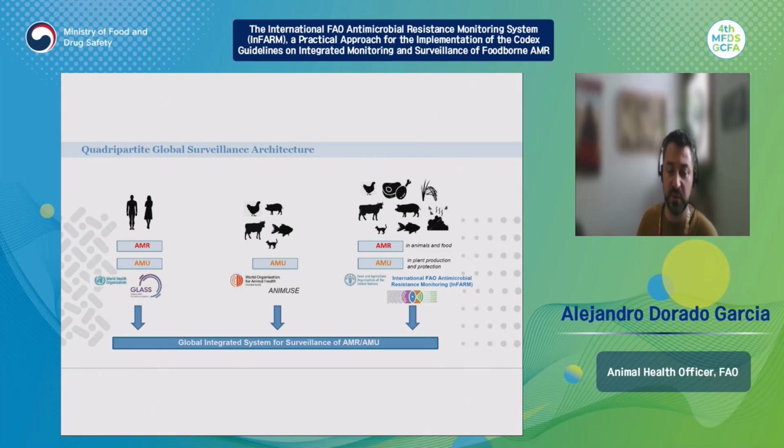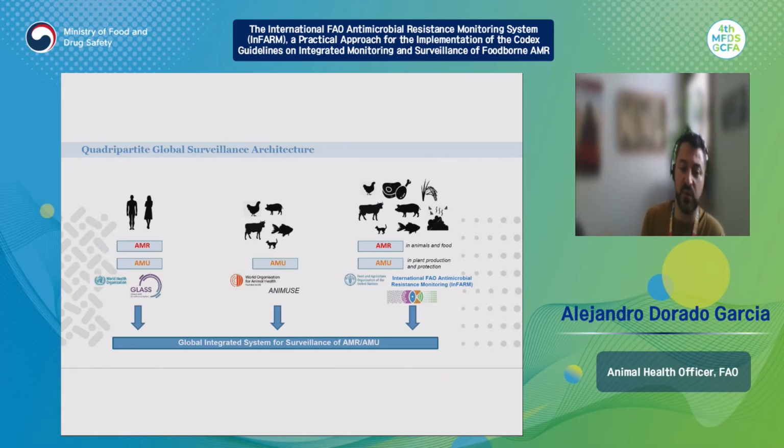And one of the most important is the Global Integrated System for Surveillance of AMR and AMU, the GISA system. The GISA system is not yet launched, but is planned to be launched next year. And through the GISA system, what we are going to have is a repository of information coming from the different agencies on the data that is under the remit. In the case of WHO, they collect on an annual basis, and since 2015, data on antimicrobial resistance and antimicrobial use in humans through the GLASS system.